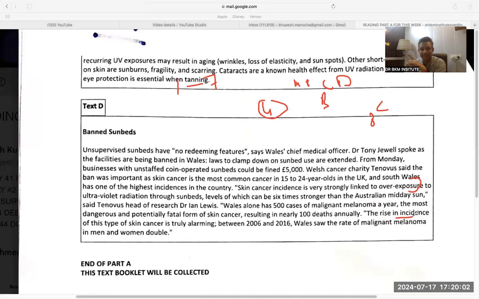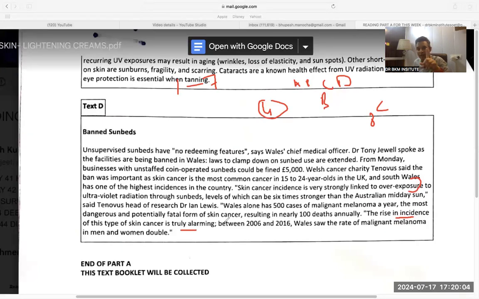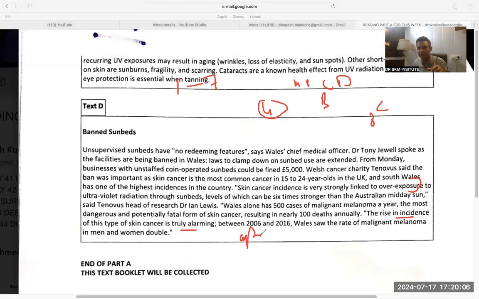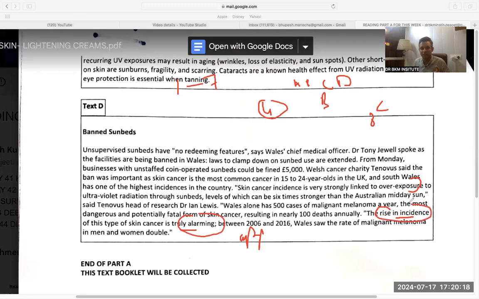The rise in the incidence is truly alarming. Now I can find that question appealing. That is the benefit of leaving the question: it is in your mind, but you are not wasting time. I was trying to find the word "in", but by chance I could see "truly alarming, rise in incidence." So the answer to that question is skin cancer.